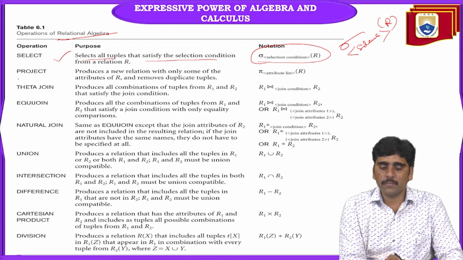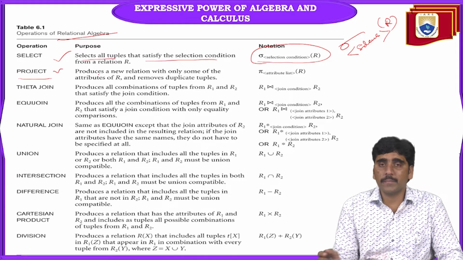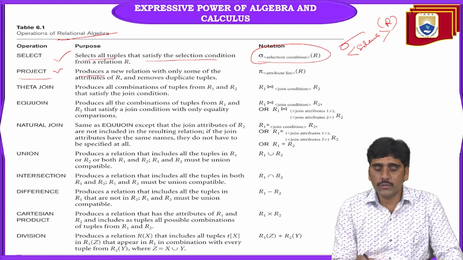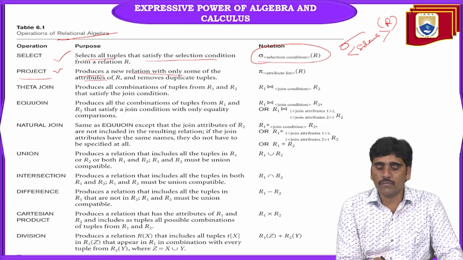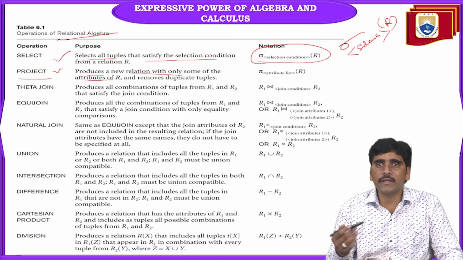And then the next one, the project operator. The purpose of this operator is to produce a new relation with only some of the attributes of R, and it removes duplicate tuples.